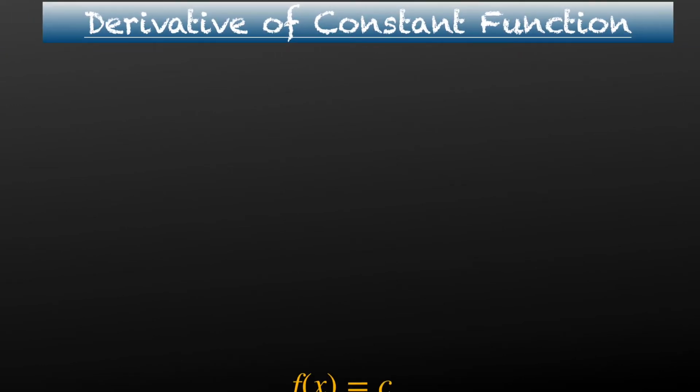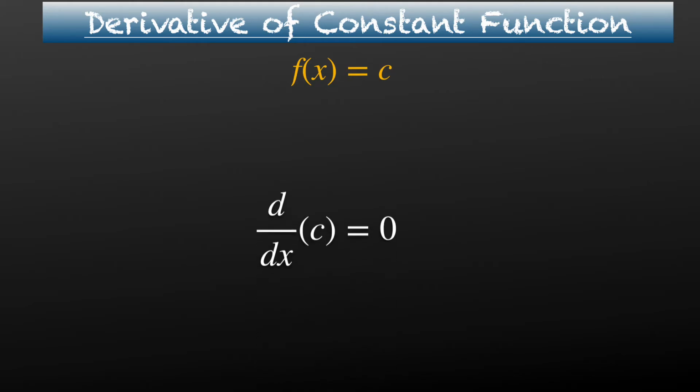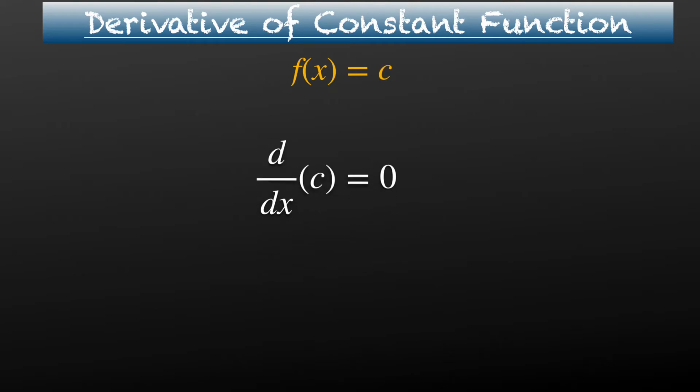Let us take a function f of x is equal to c. Here c represents any constant. In mathematics, a constant may be any number or a term whose value is fixed and can't change. And the derivative of any constant is 0. Here d by dx means you are differentiating c with respect to x.